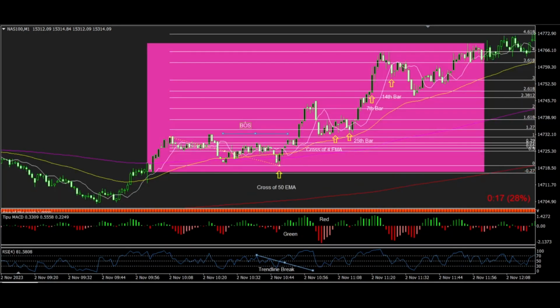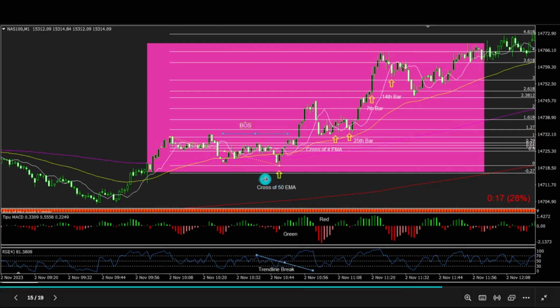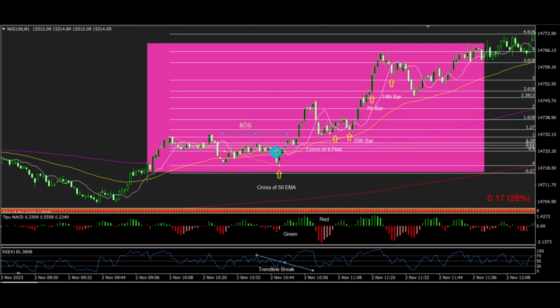In this last example, we see again a large displacement. Price retraces. There is a break of structure here. Also a trend line break. Price crosses the 50 EMA here. And then price retraces after going red. It goes green and then goes red again. When price crosses above the 4-period EMA, that's our entry.